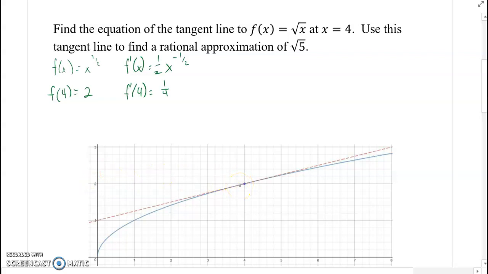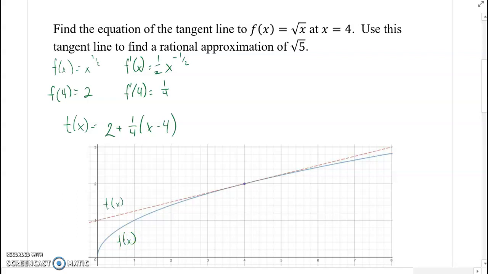All right, so the equation of the tangent line, maybe I'll call it t of x, equals the y value, 2, plus the slope times x minus the x value. All right, that's our point slope form that we kind of like to use. And that is the equation of this dotted line right here. This is t of x. And this is f of x.